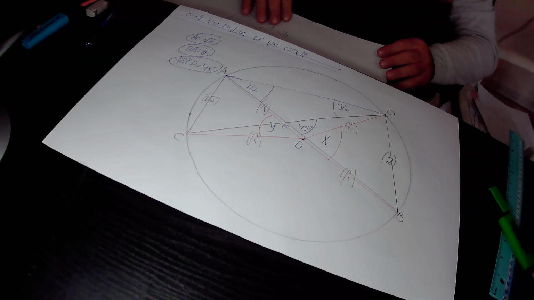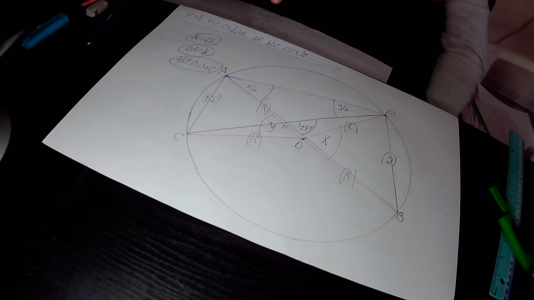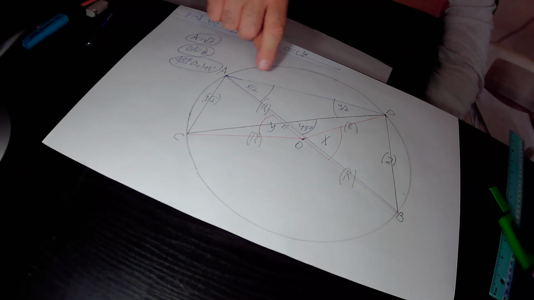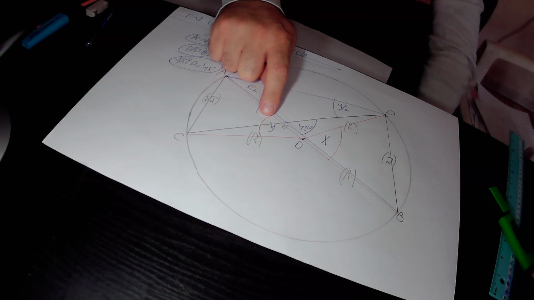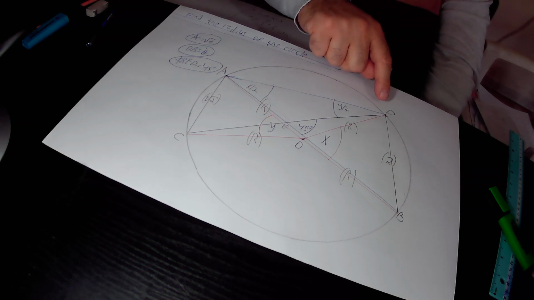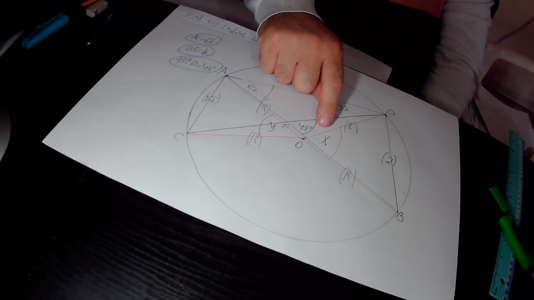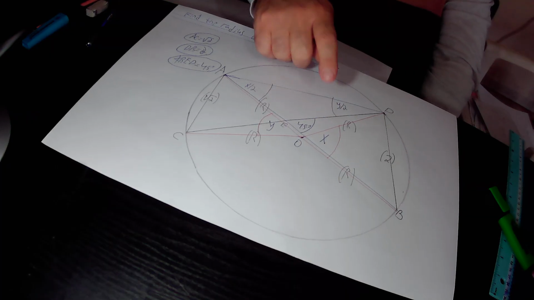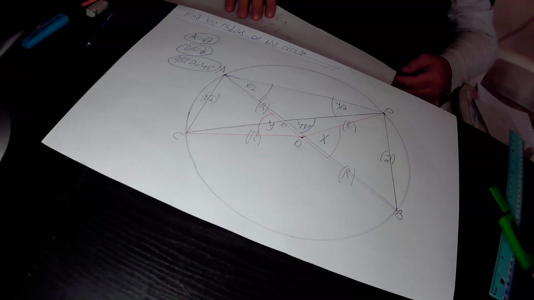So in conclusion, we have found out that center angle AOC equals y degrees in its size, and this center angle DOB equals x degrees in its size, according to Rule 13.